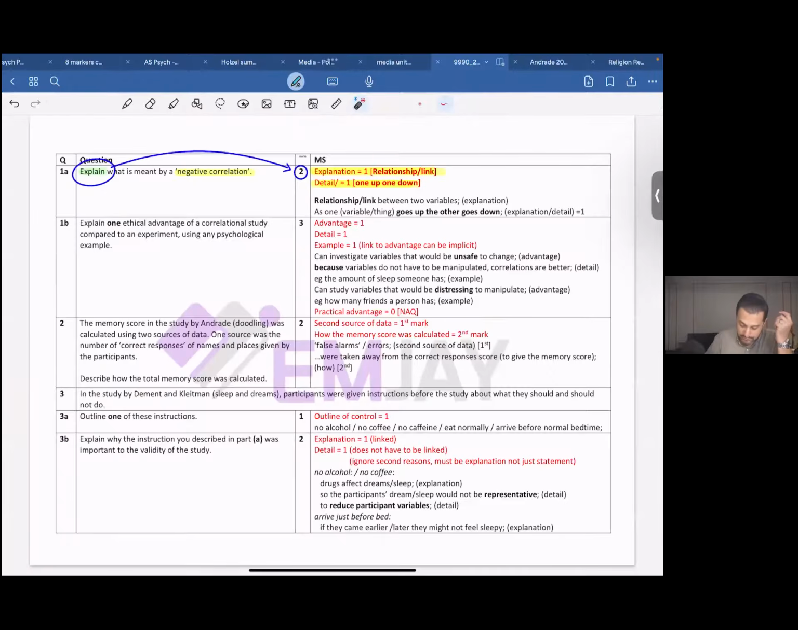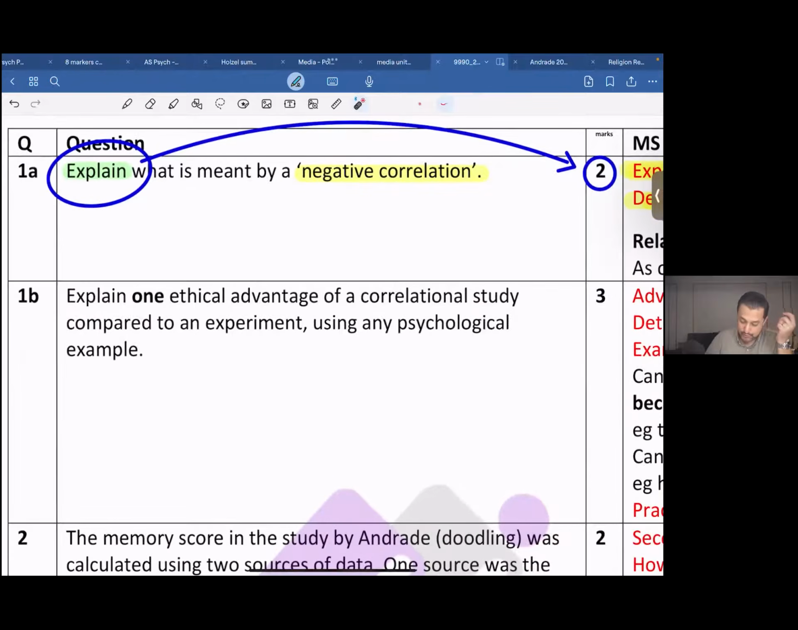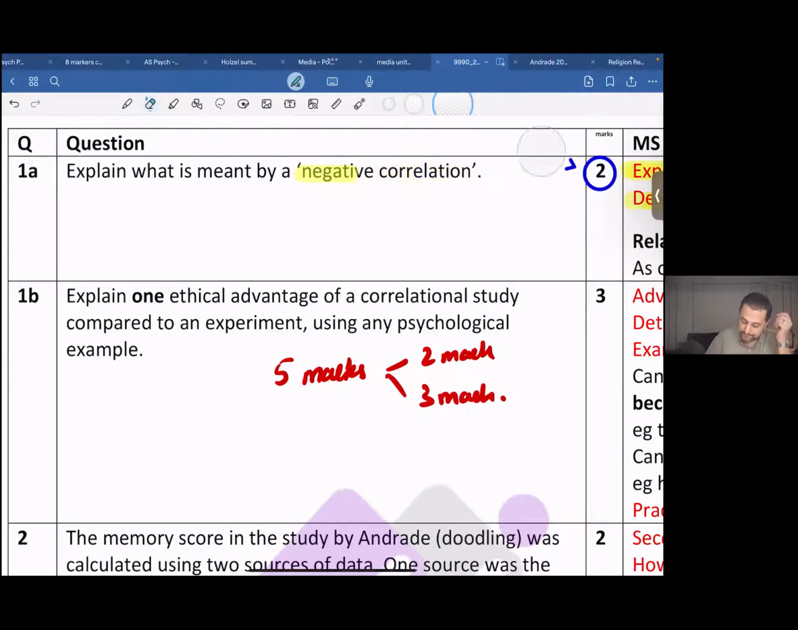So over here, question one totaled 5 marks. We had a 2-mark question at the beginning, and then we had a 3-mark question, right? So 5 marks in total. Taking this quickly ahead.